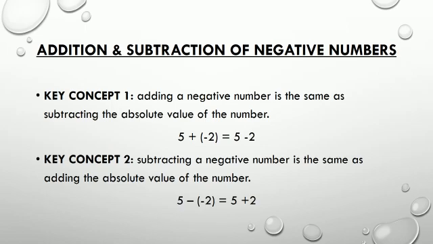Students, you should know key concepts of addition and subtraction of negative numbers. According to concept 1, adding a negative number is the same as subtracting the absolute value of the number, like 5 plus -2 is equal to 5 minus 2, and according to concept 2, subtracting a negative number is the same as adding the absolute value of the number, like 5 minus -2 is equal to 5 plus 2.